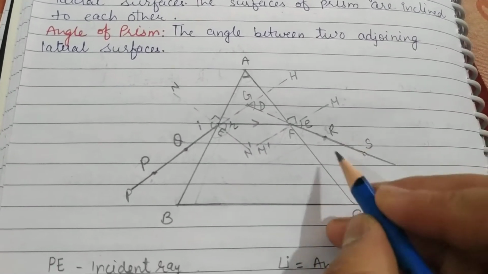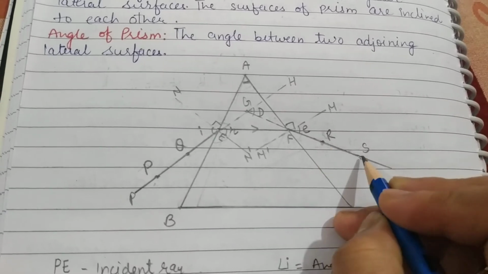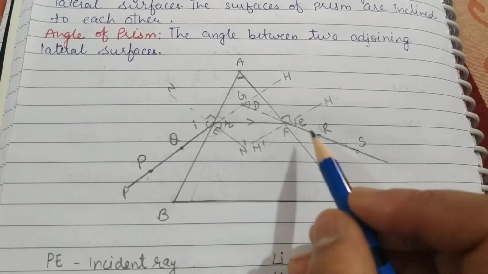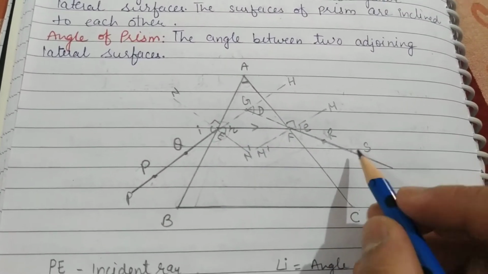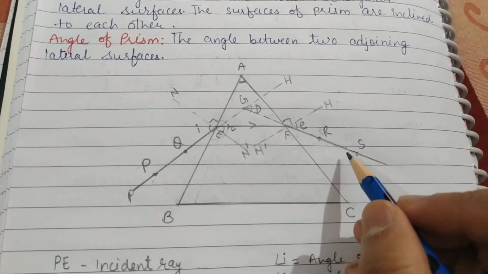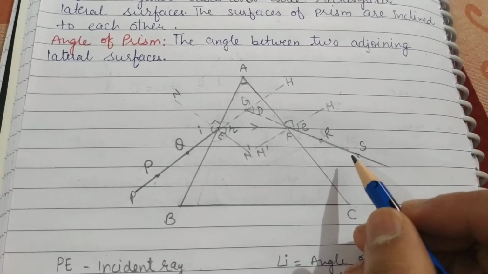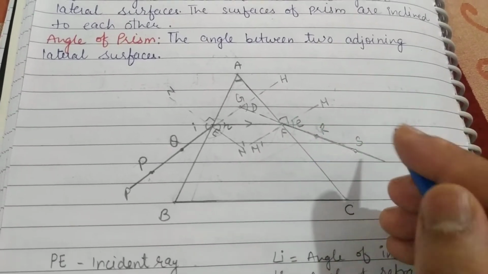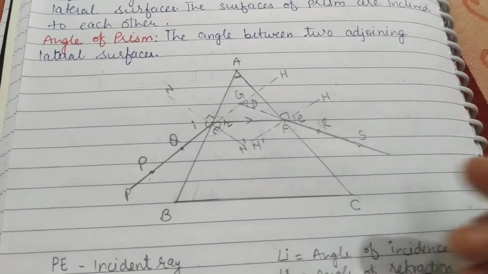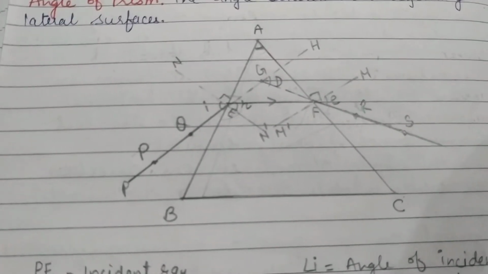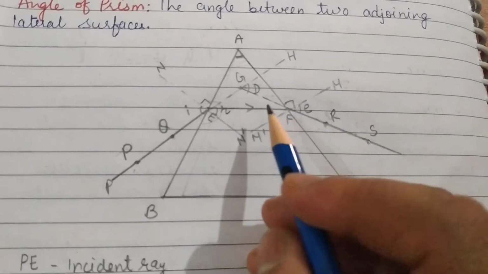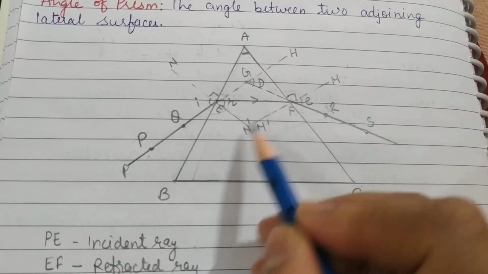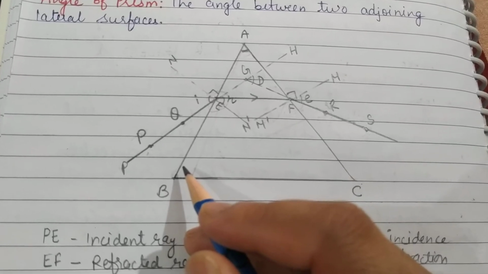So we will put two pins again in a straight line as they are coming from PQ. So put two pins here and observe again. After that, remove the prism and mark the points R and S. Then join the points E and F with the help of a scale.